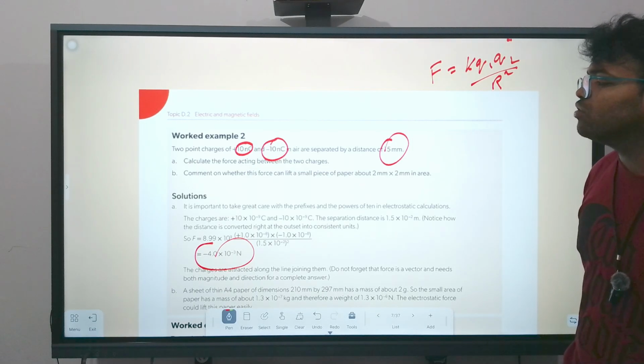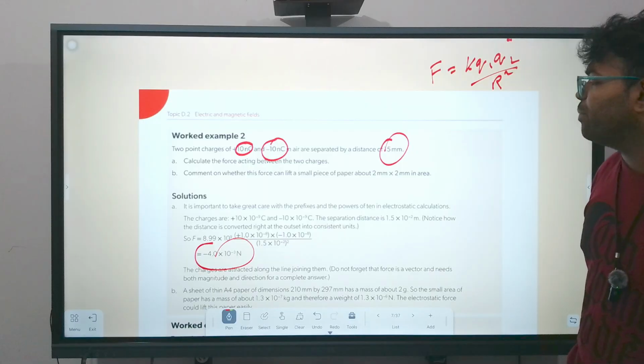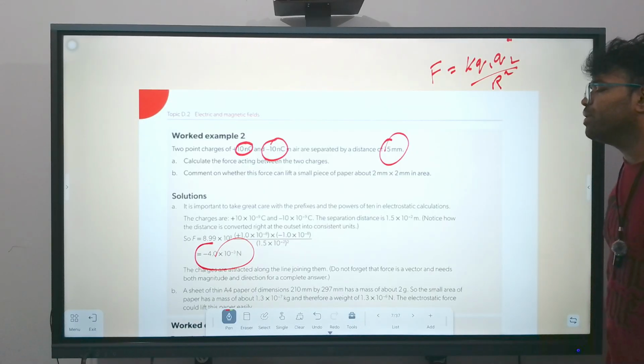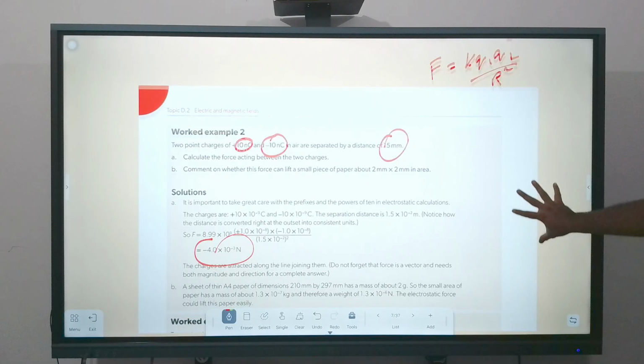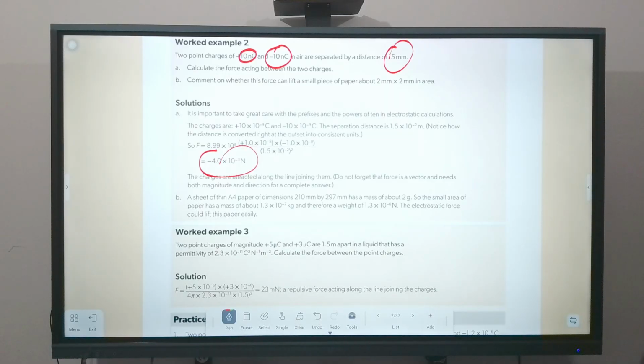Comment on whether this force can lift a small piece of paper about 2 millimeter multiplied by 2 millimeter in area. Okay, now have they given us the density or nothing? No, we have to assume everything. Okay, so a thin A4 sheet of paper of dimensions 210 millimeters by 297 millimeters has a mass of about 2 grams.